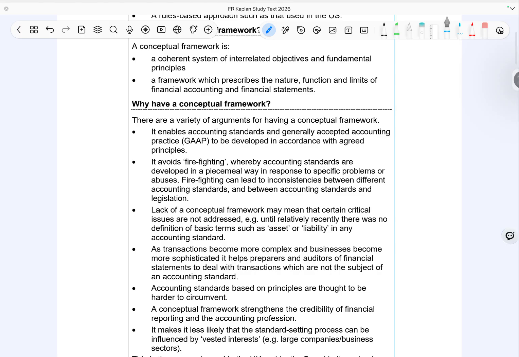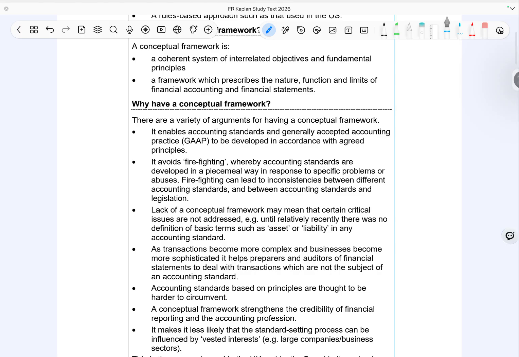Second, this is a favorite example. Imagine a school that creates a new rule only after a student breaks one. No planning, just reacting. That's called firefighting. Similarly, without a conceptual framework, accounting standards would be created only when a problem appears. This can lead to inconsistent rules. The conceptual framework prevents this by providing clear principles before problems arise. Third, the early accounting standards didn't even clearly define basic terms like asset and liability. The conceptual framework solves this by giving proper definitions of key accounting concepts.